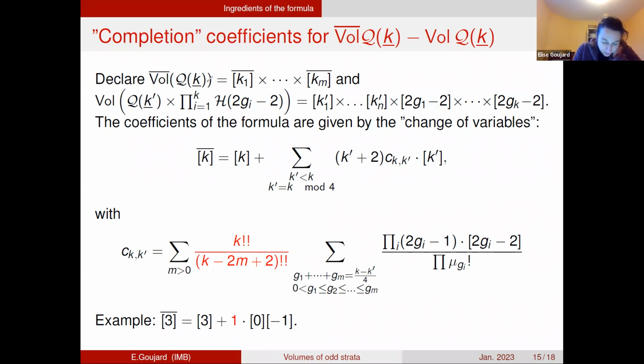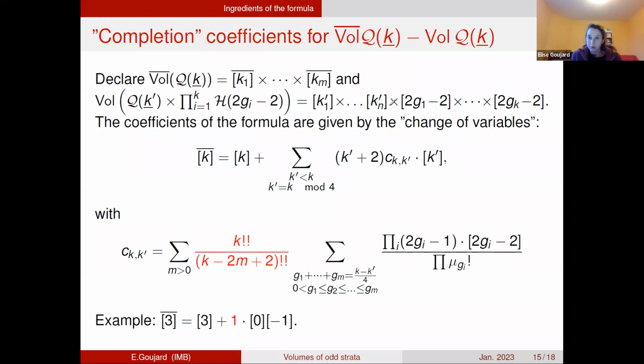So what is this formula saying? You just formally declare that your completed volume is just a product of, let's say, some vectors, if you want, k1, kn. You see that just as some vectors. And you do the same for the volume of the product. Okay. So here there are these bars, so these are not the same vectors, okay?